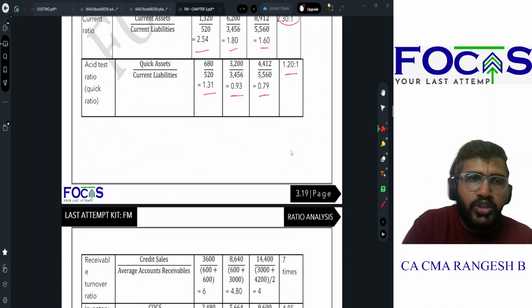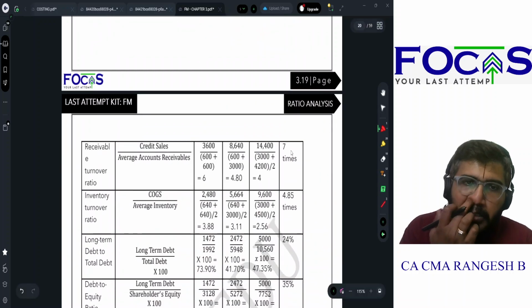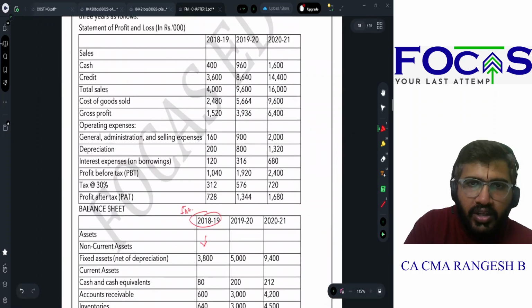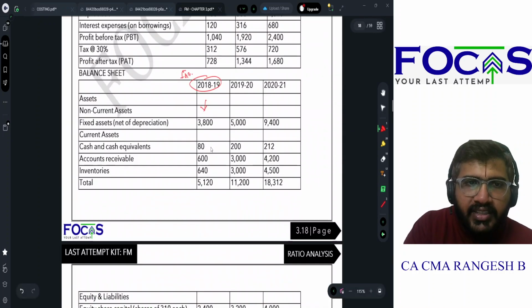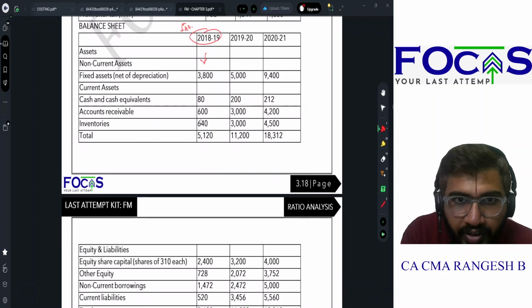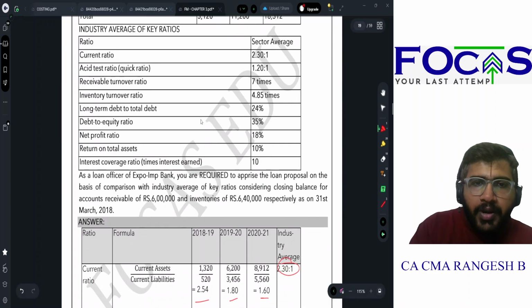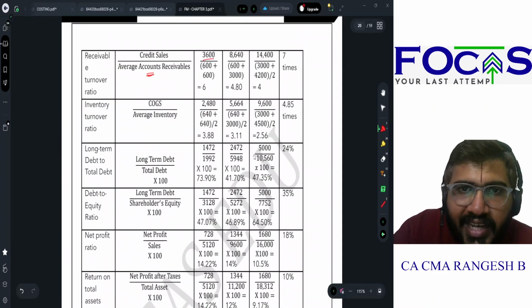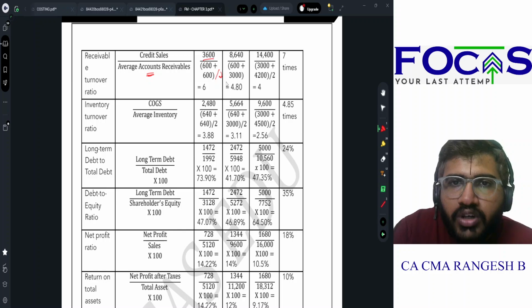Acid test ratio 1.31, 0.93, 0.79. It is 1.2:1. Receivables turnover ratio, credit sales by average accounts receivable. Credit sales is 3,600, which they have given you in the question. My accounts receivable at the close of the financial year is 6 lakhs. At the opening of the financial year also it was 6 lakhs. So average is how much? 6 lakhs plus 6 lakhs divided by 2.